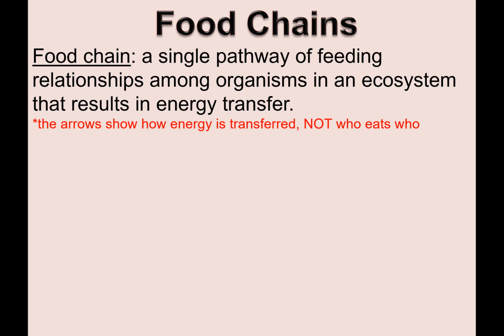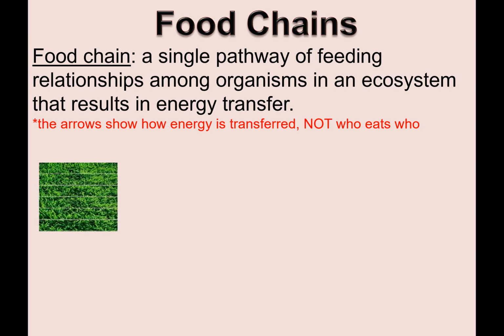All right, so let's talk about food chains. So you've probably seen a food chain before. A food chain is a single pathway of a feeding relationship within an ecosystem. It usually involves anywhere from 4 to 5 organisms, and it usually contains arrows. You might have seen this in middle school.